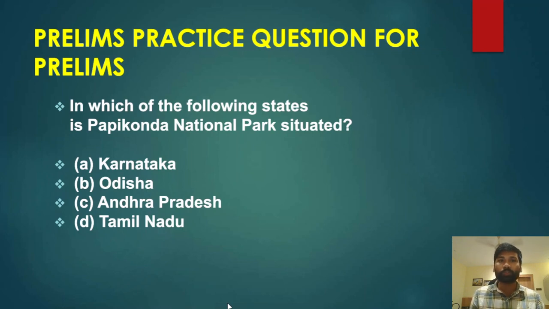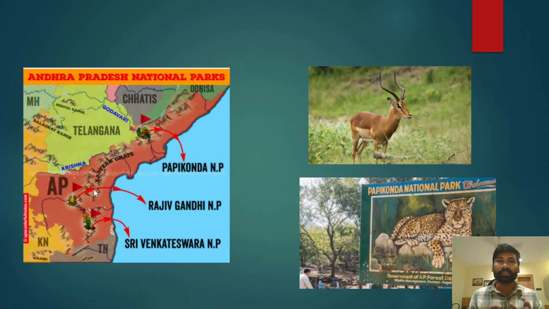The question was, in which of the following states is Papikondalu National Park located? So this was the question I gave you in the previous class. The correct answer for this question is option C, because Papikondalu National Park is located in the state of Andhra Pradesh. On this image, you can clearly see the location of Papikondalu.